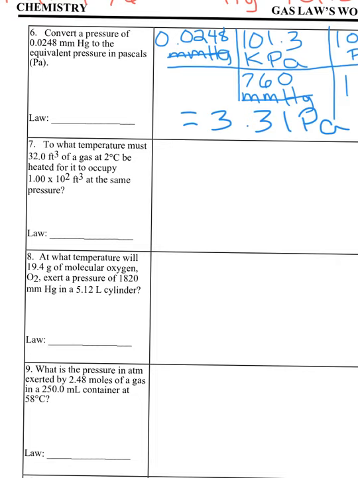So we have number 7. To what temperature must 32 feet cubed of a gas at 2 degrees Celsius be heated for it to occupy 1 times 10 to the second feet cubed at the same pressure? So we have temperature, and feet cubed, which is volume. Temperature and volume, okay? That is Charles' law. And what is Charles' law again?